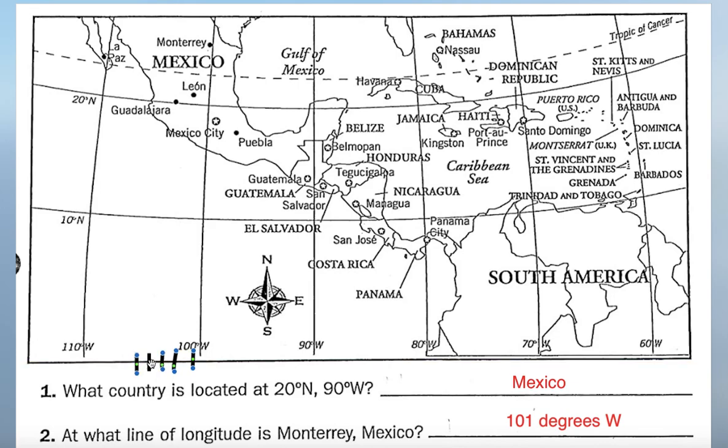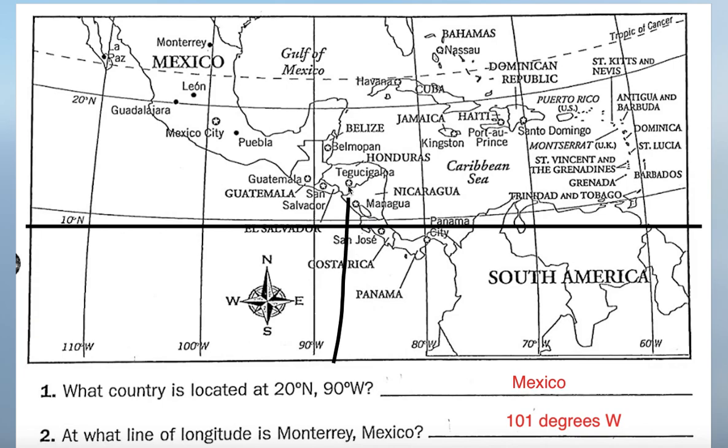So remember, latitude lines go right and left across the globe. Longitude lines go up and down.